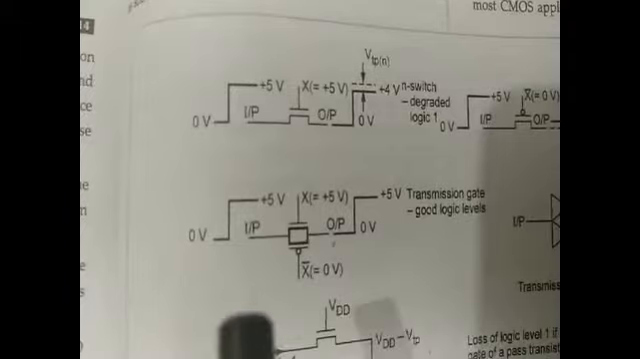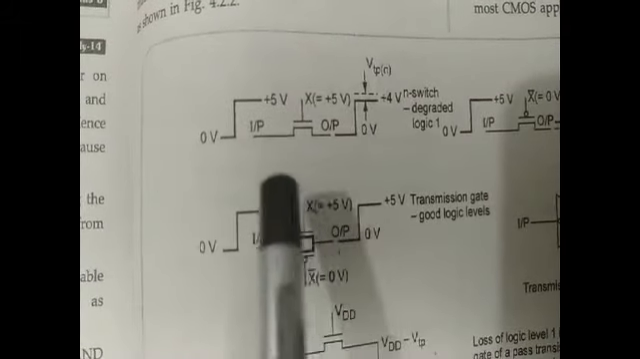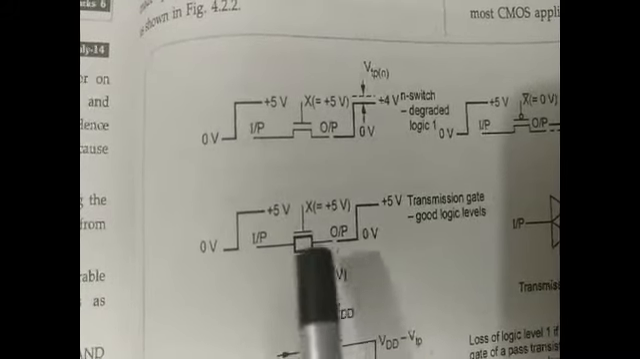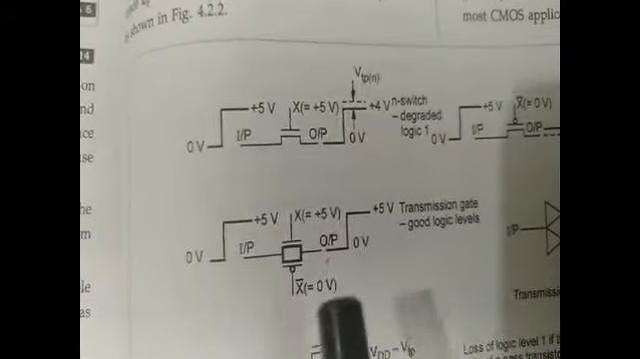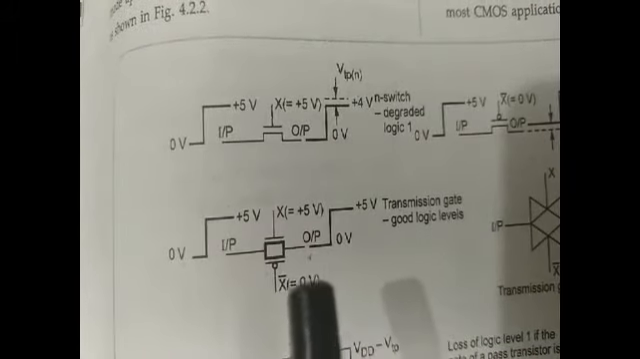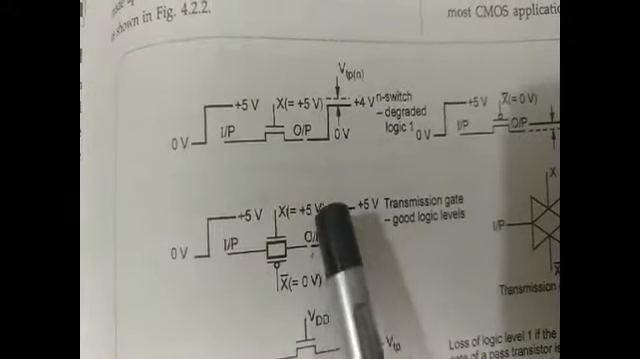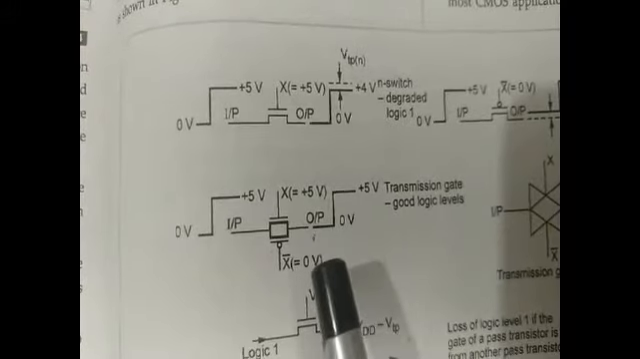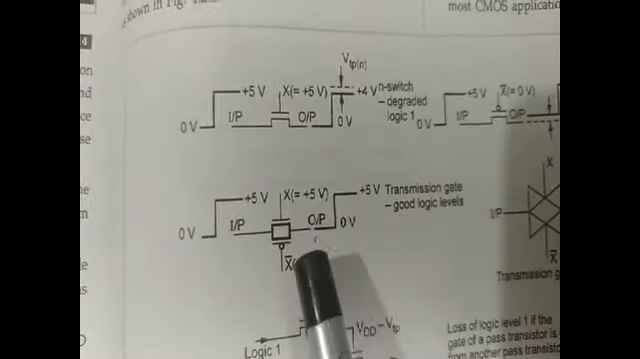See here, this is the structure of your transmission gate. The PFET is connected below and the NFET above in this figure, but obviously the PFET should be connected above and the NFET below. In this figure they are given as X bar and X. So when X is equal to plus 5 volts, obviously X bar is equal to 0 volt. If X is equal to 1, X bar is equal to 0.